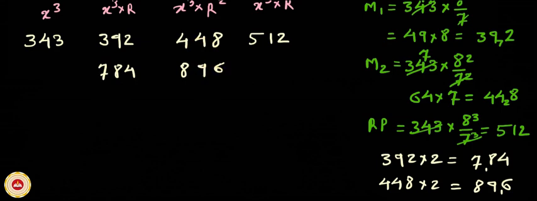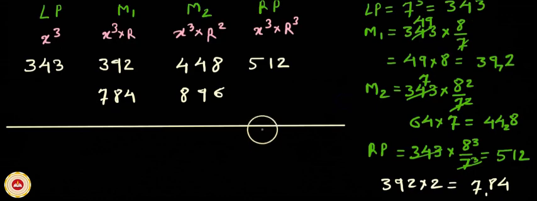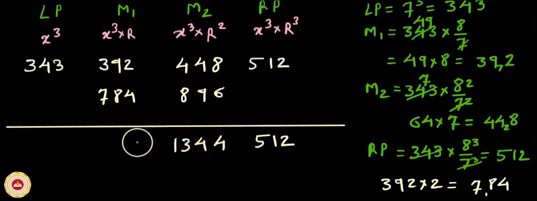Now let us add it. Add vertically. Write 512 as it is because there is nothing here to add with. 6 plus 8, 14. 10 plus 4, 14. 9 plus 4, 13. Correct? 1344. 6. 8 plus 9, 17. Carry 1. 8 plus 3, 11.